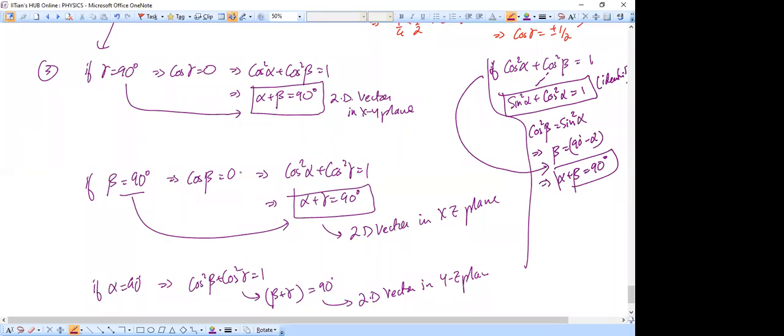So this is just an obvious point from the above, because the sum of the squares of the 3 direction cosines is 1. So if any one of them is 0, then the sum of the squares of the other 2 has to be 1. So they have to be complementary angles.